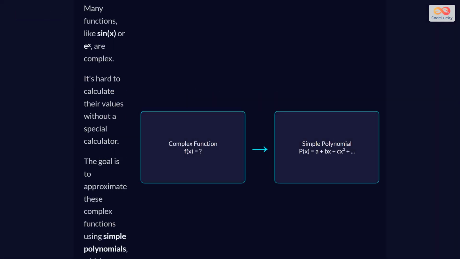So, what's the big idea here? Many functions we encounter, like sine of x or e to the x, are quite complex. It's not obvious how to calculate their value for a given input without a calculator. The central goal is to approximate these complicated functions with much simpler ones called polynomials, which are just sums of powers of x. Polynomials are incredibly easy for computers, and even us, to calculate.